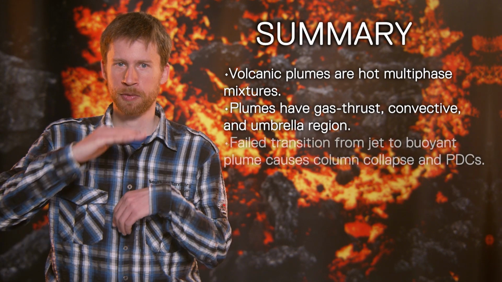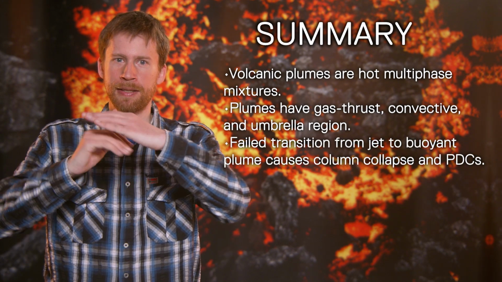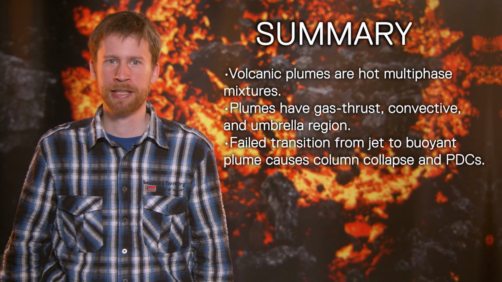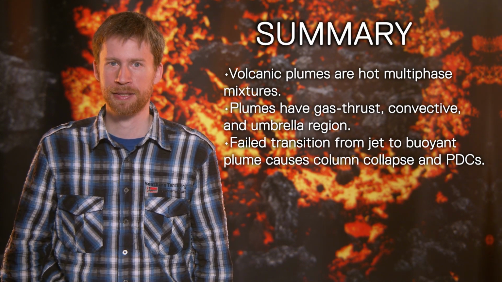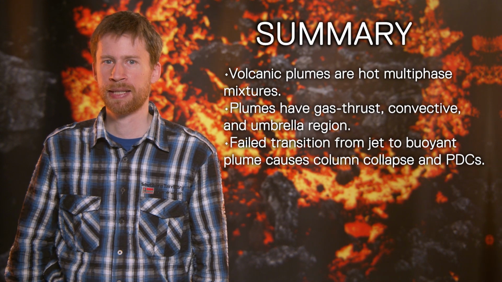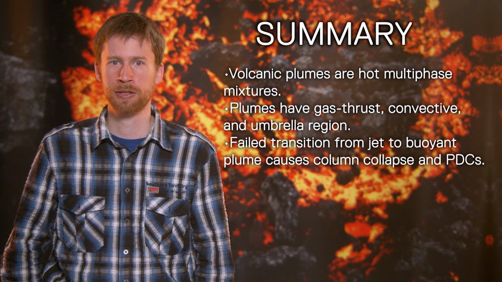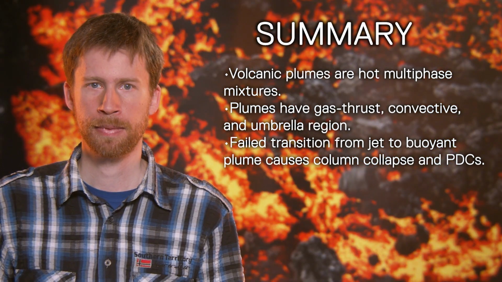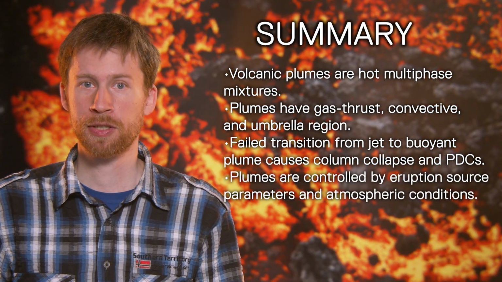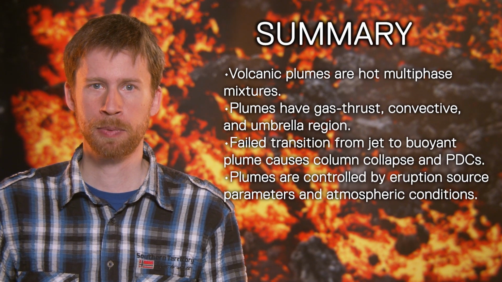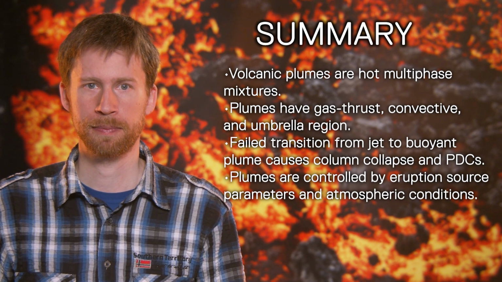If the transition from jet to buoyant plume fails, the column collapses, causing pyroclastic flows that are rushing down the flanks of the volcano at high speeds. These PDCs are highly destructive and can again be the source of buoyant ash columns called Coignet-Bright plumes. Plumes are controlled by eruption source parameters and atmospheric conditions. Especially for weaker plumes, wind speed is an important factor.